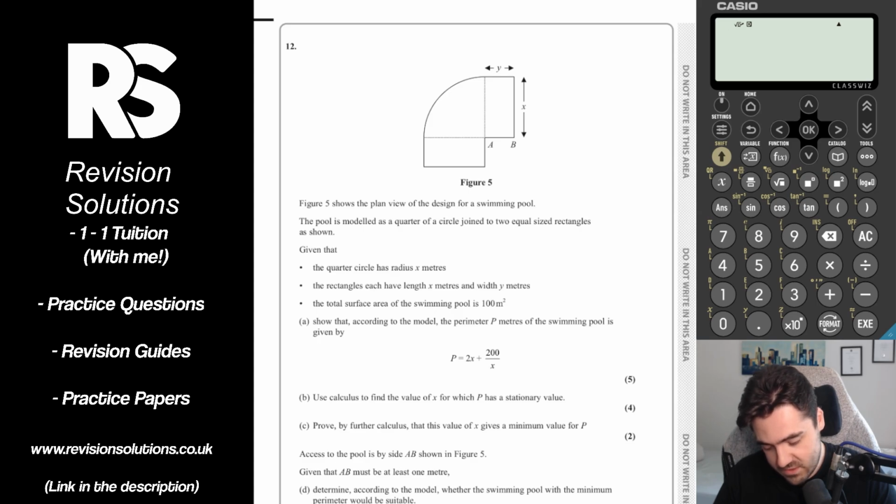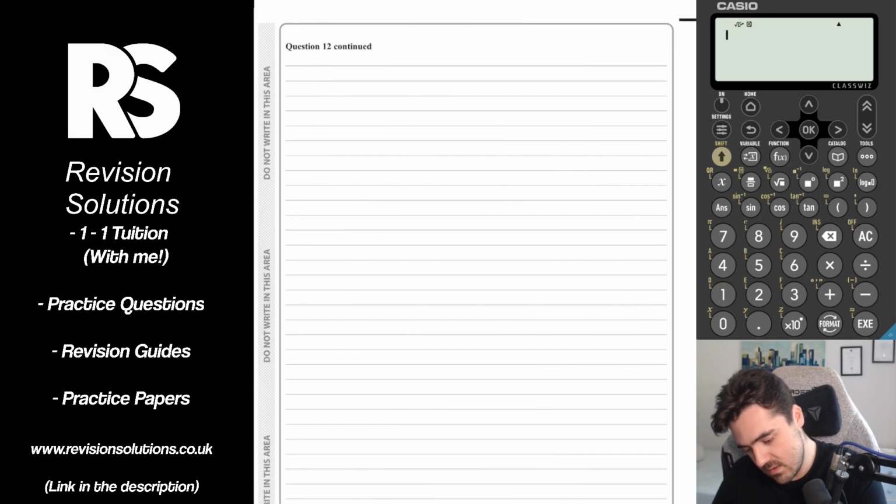So let's start off by actually expressing the perimeter. So the perimeter is going to have 2 lots of that side x. That's here and here. And it's going to have 4 lots of y. So that's there, there, there, and there. So let's write that down. The perimeter is 2 lots of x plus 4 lots of y.